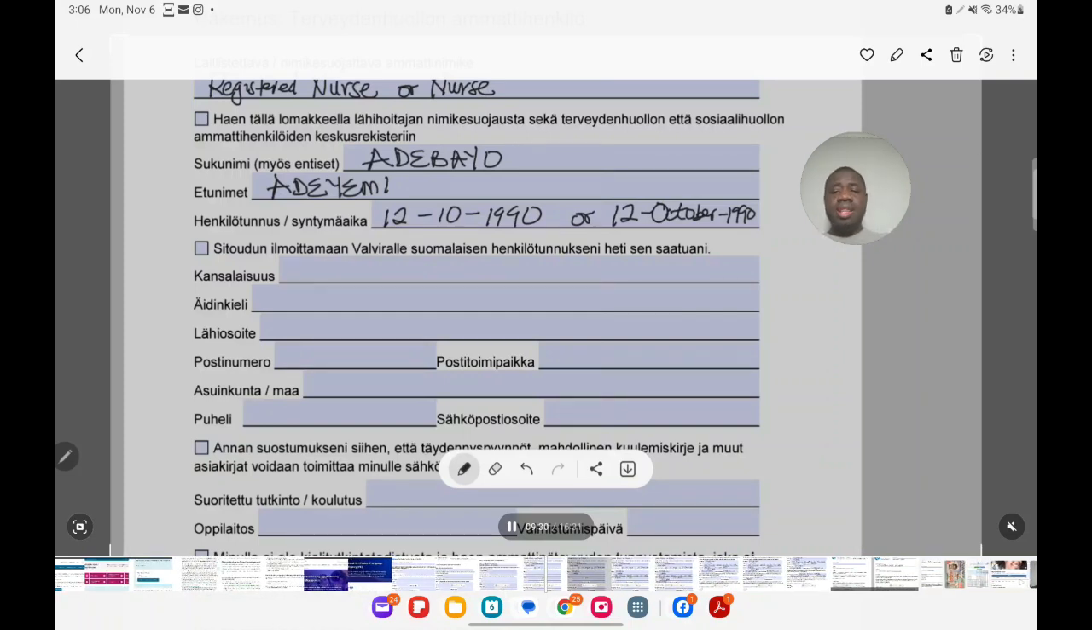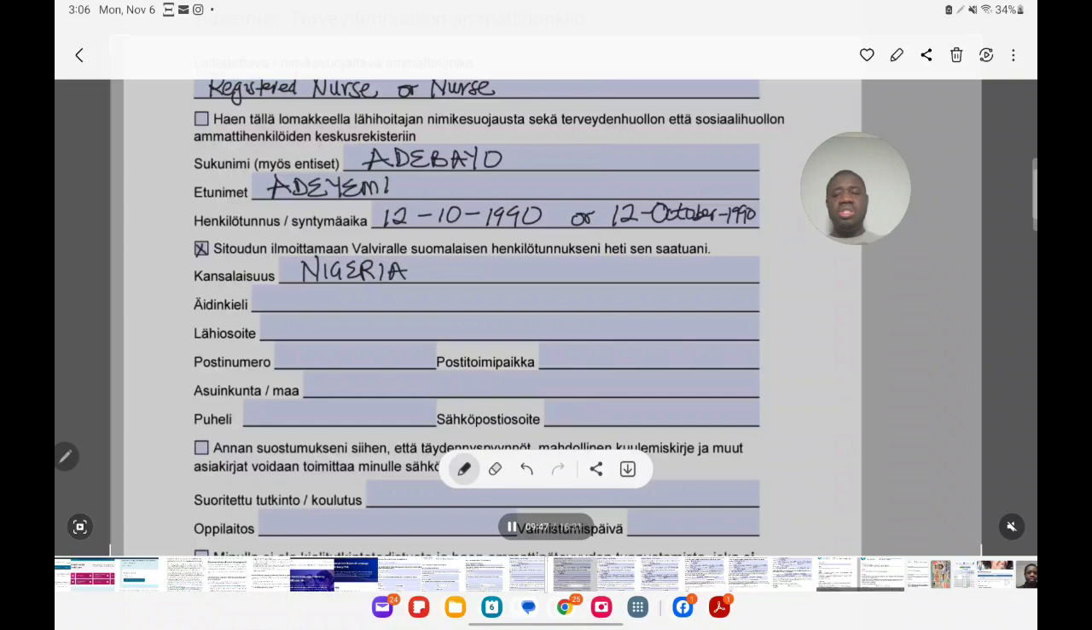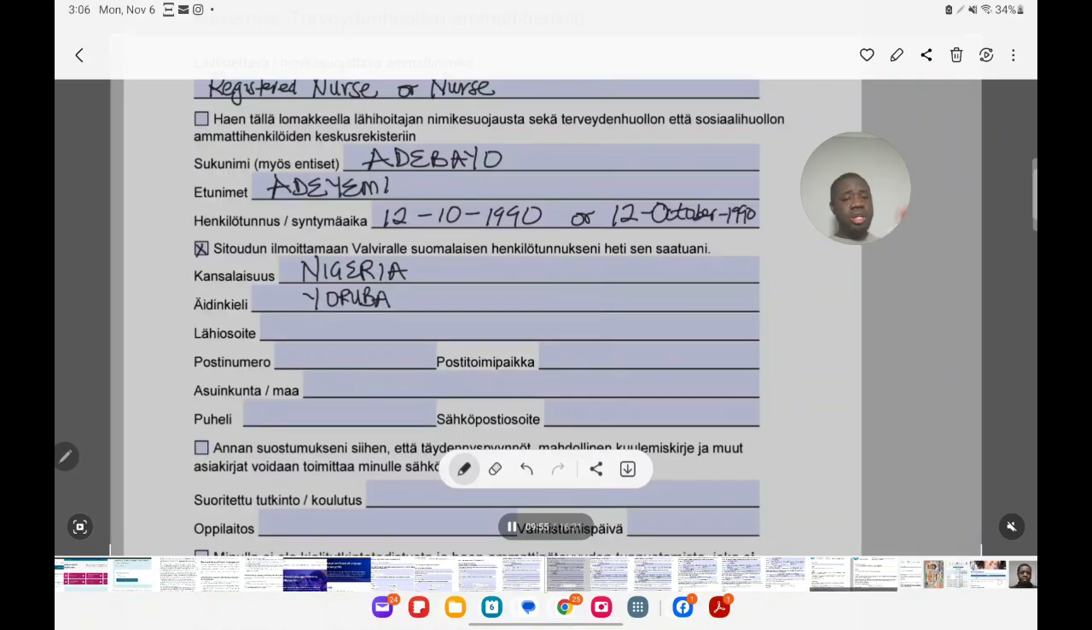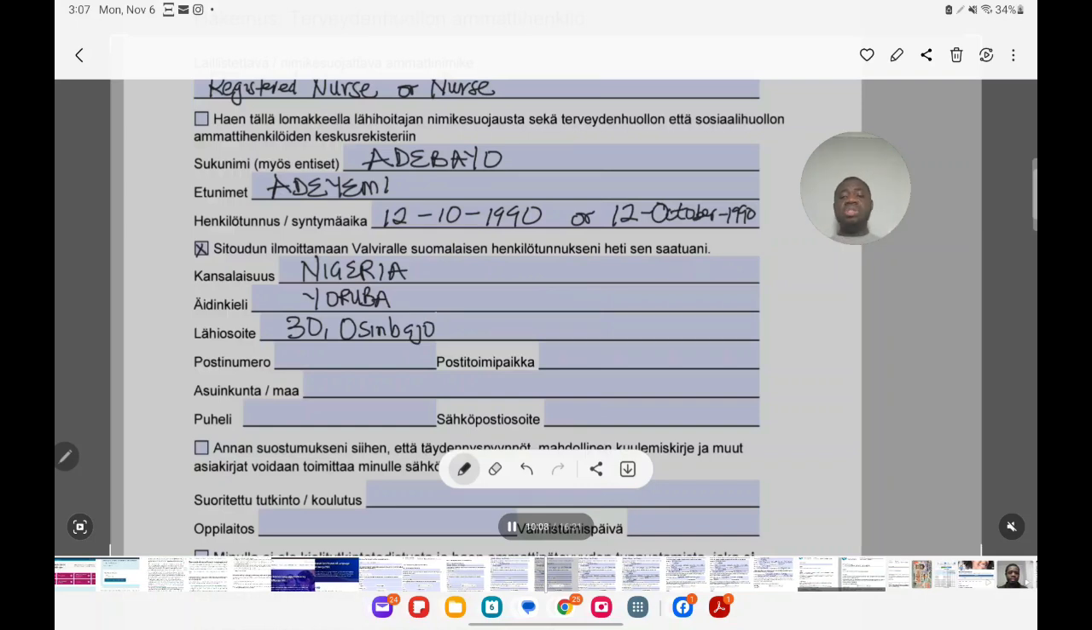So this one, the other one, Sitoudun Ilmoitamen Valvirale, I don't think it actually concerns us. So just asterisk it. So Kansalaisuus is talking about your country, right? Nigeria. If you are from India, India. If you are from China, China. You're from Philippines, Philippines. So Äidinkieli is asking about your local language, the language you speak most of the time. This is Yoruba.